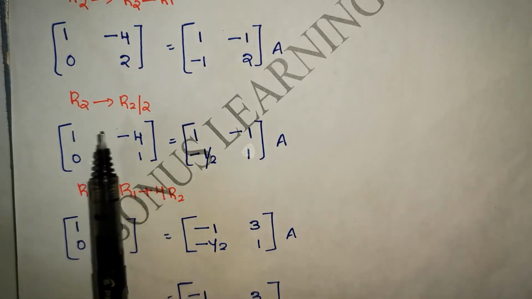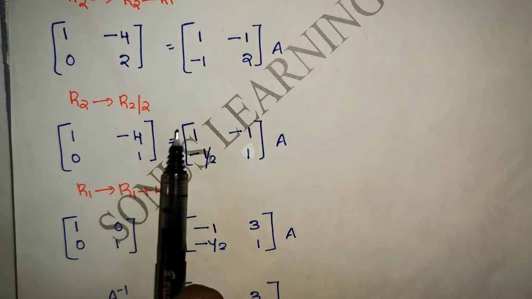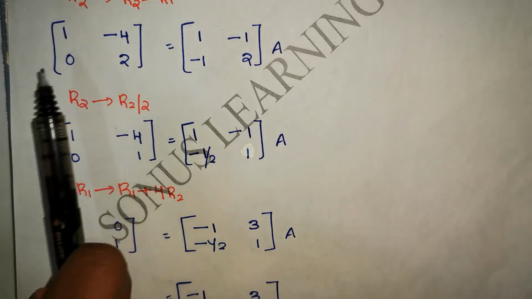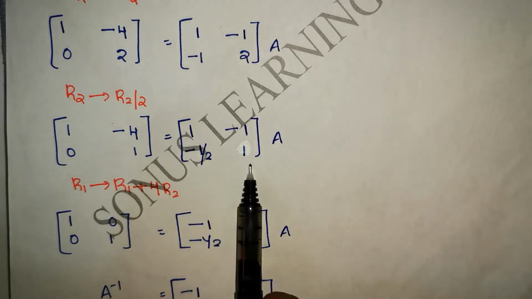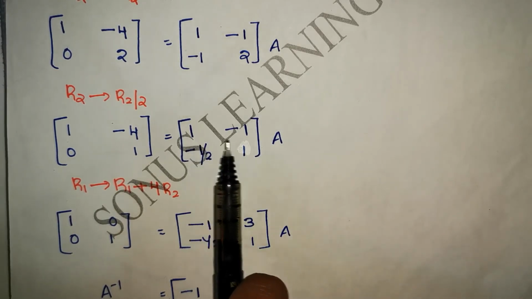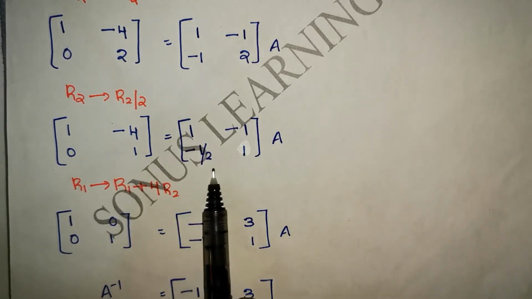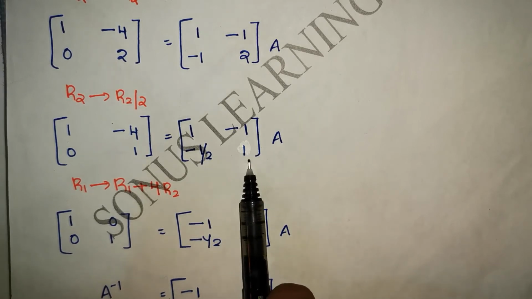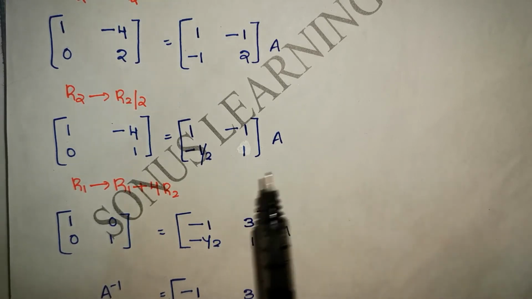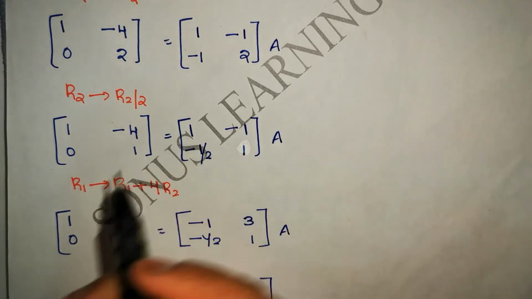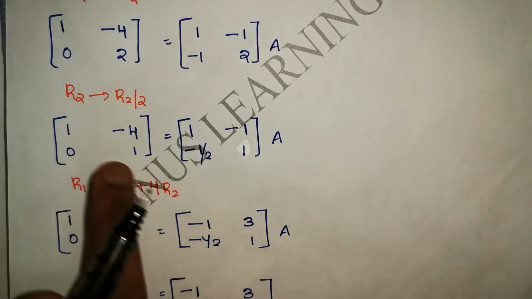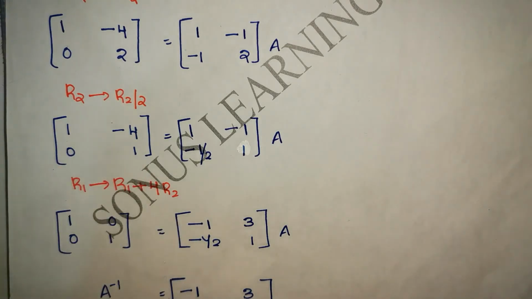So 1 minus 4, as it is the first row. Next is 0 and 2 by 2, that is 1. And here also you have to make the changes. It will become 1 minus 1, and here minus 1 by 2, and here 2 by 2, that is equal to 1, into A. Okay students, so what can I do next? I only have to make one change, that is to make a 0 here. Everything else inside the matrix is okay.